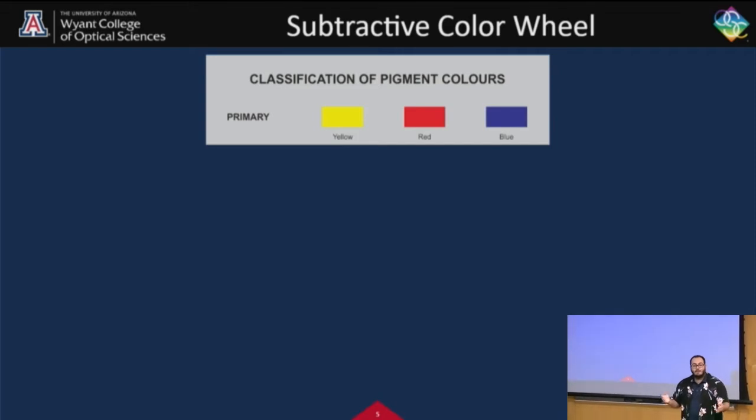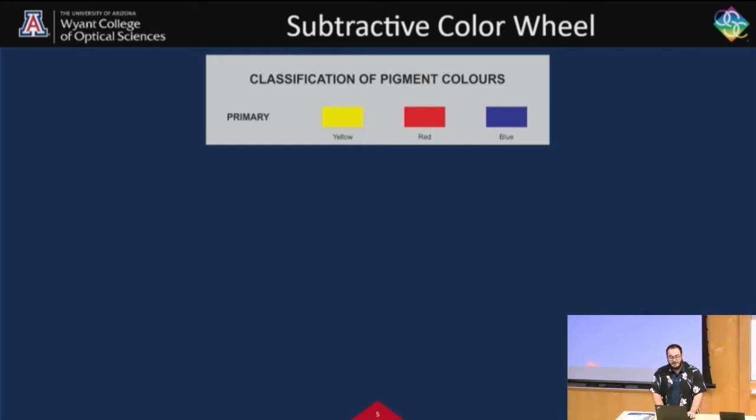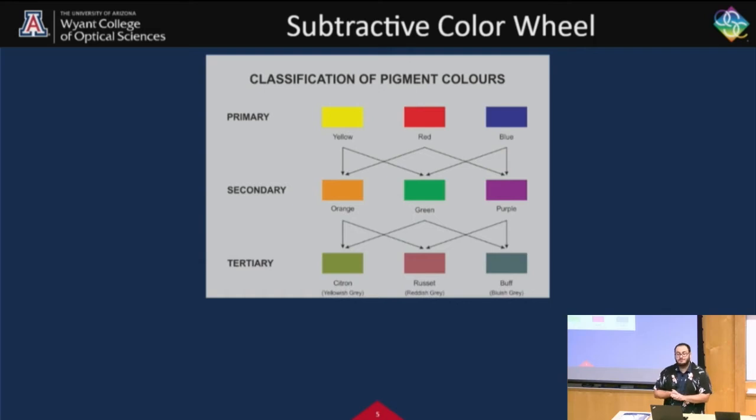So now to talk more about the colors, we're first going to talk about the subtractive color wheel. This is kind of your classic color wheel you learned from elementary school, where your primary colors are your red, your yellow, and your blue. Now from these first primary colors, you can then make your secondary colors, which are your orange, your green, and your purple. From there you can go to your tertiary colors, your citron, your russet, and your buff, which is a yellowish gray, reddish gray, and bluish gray.